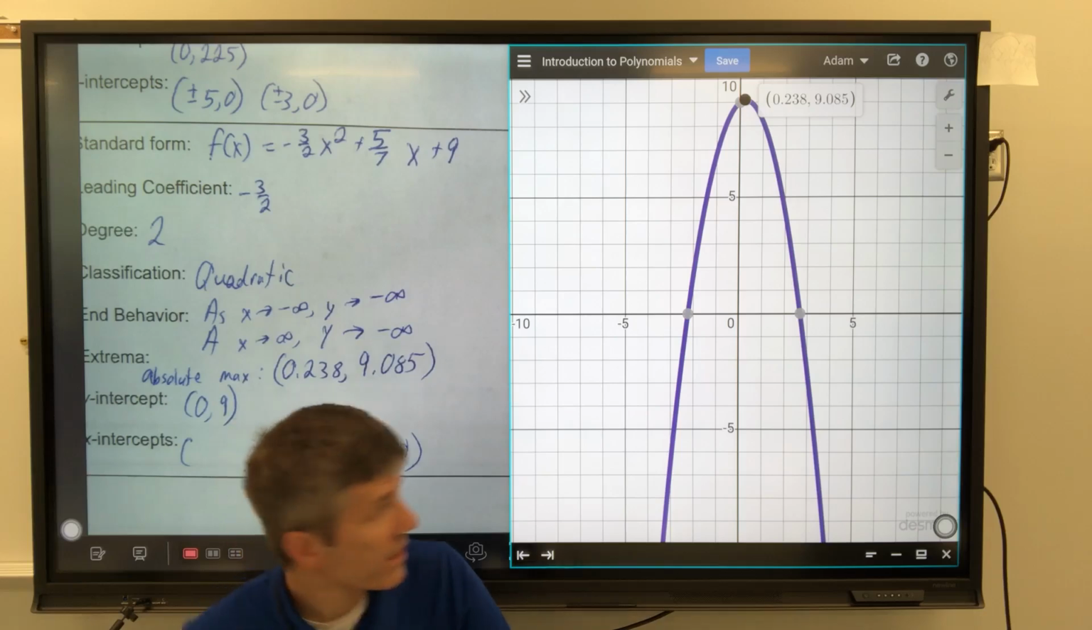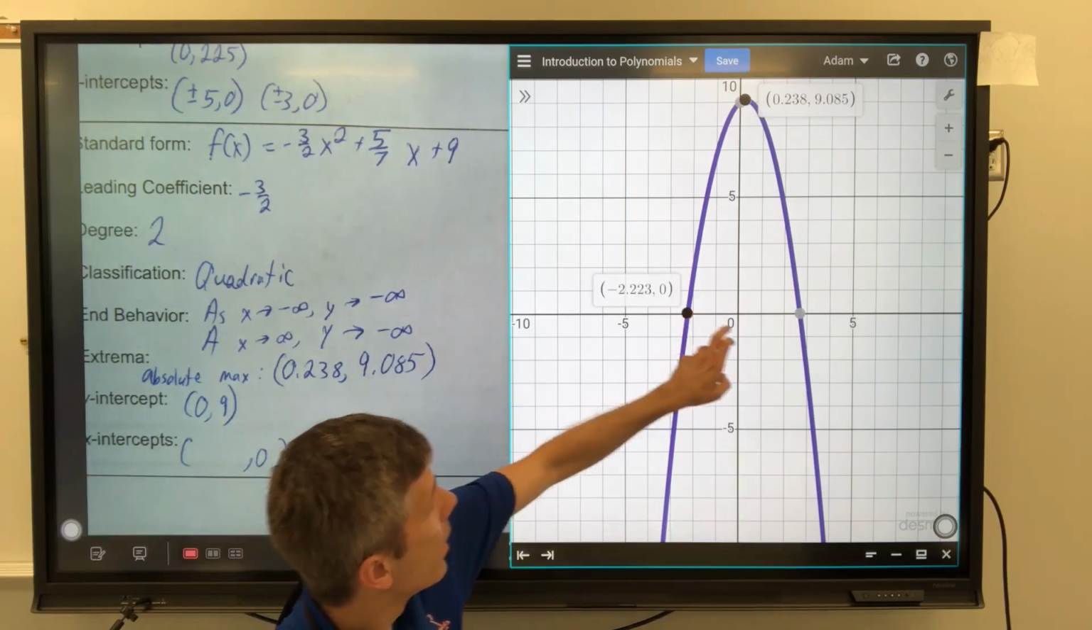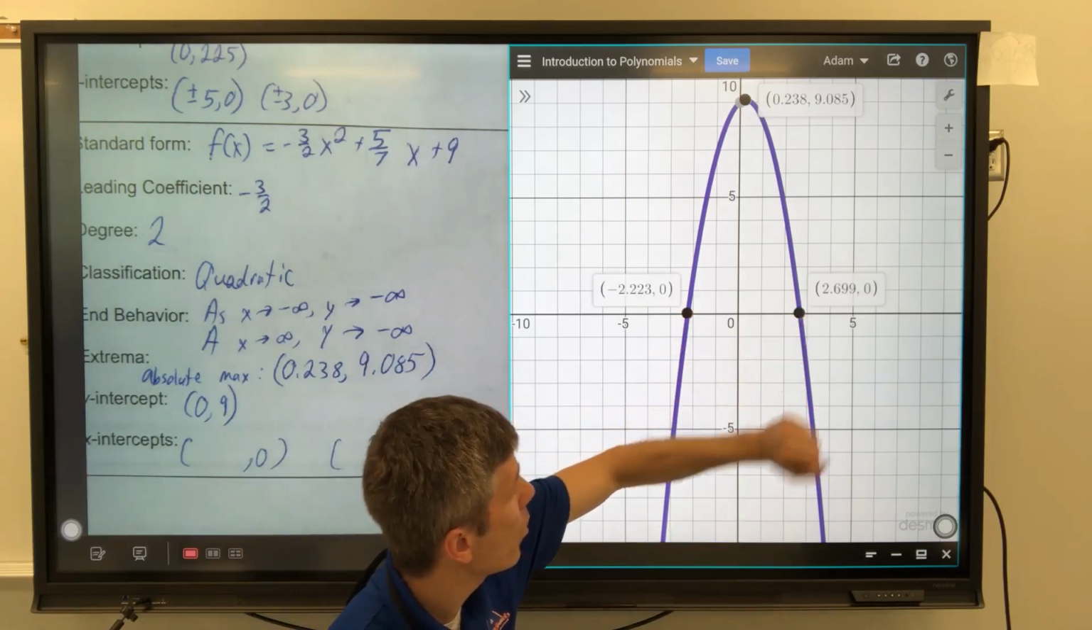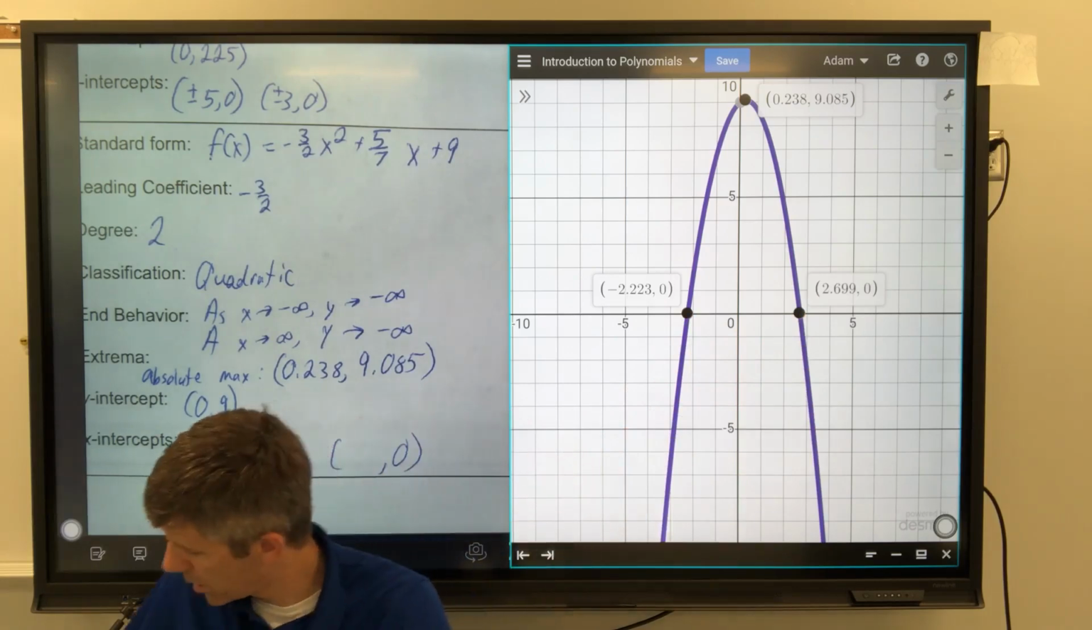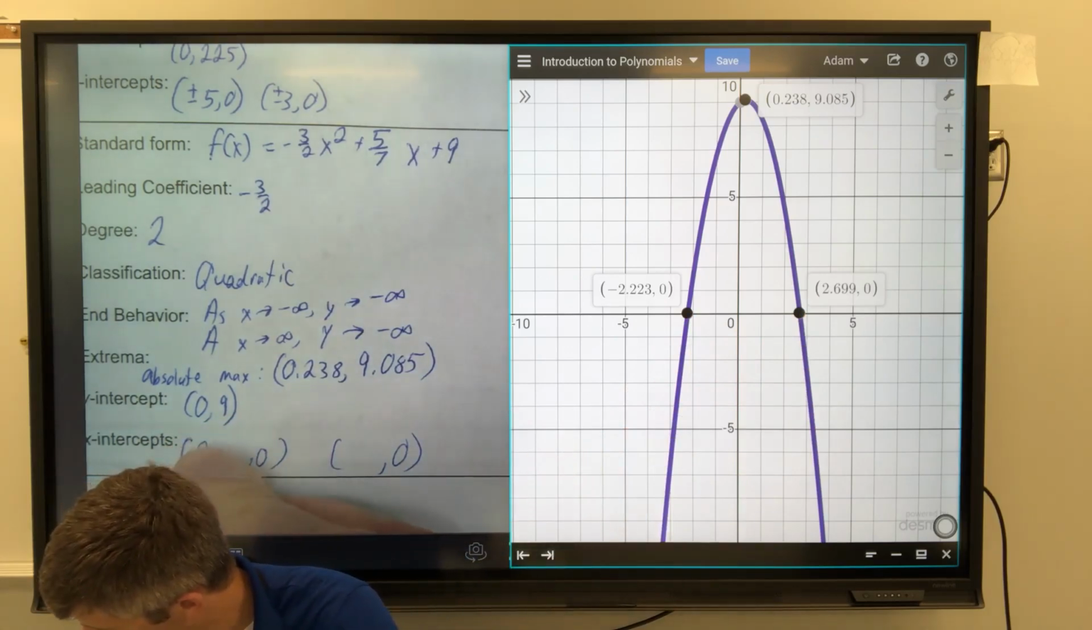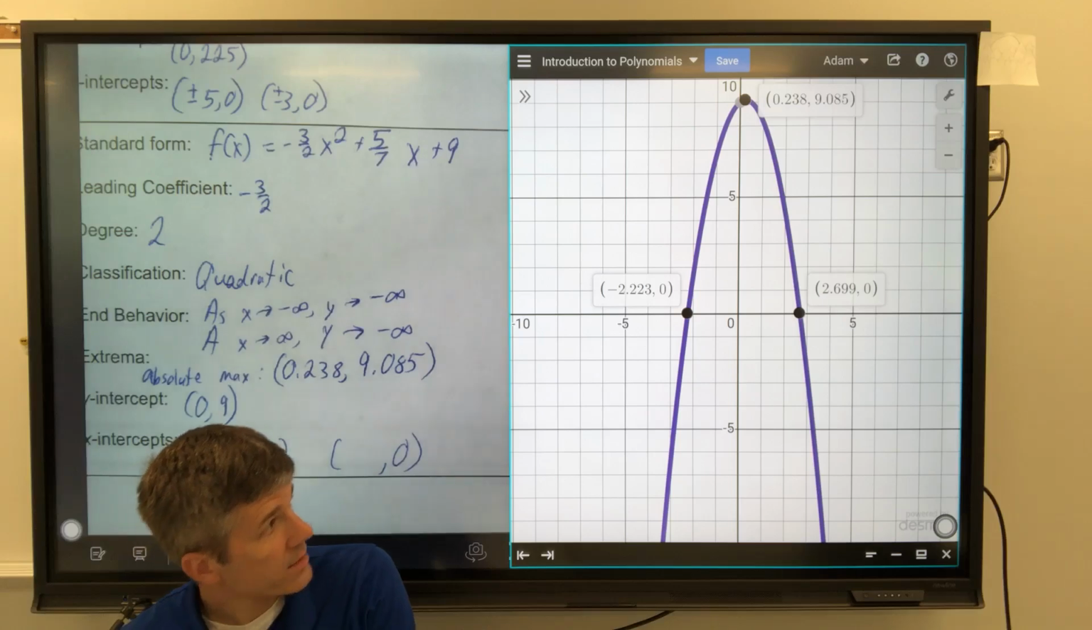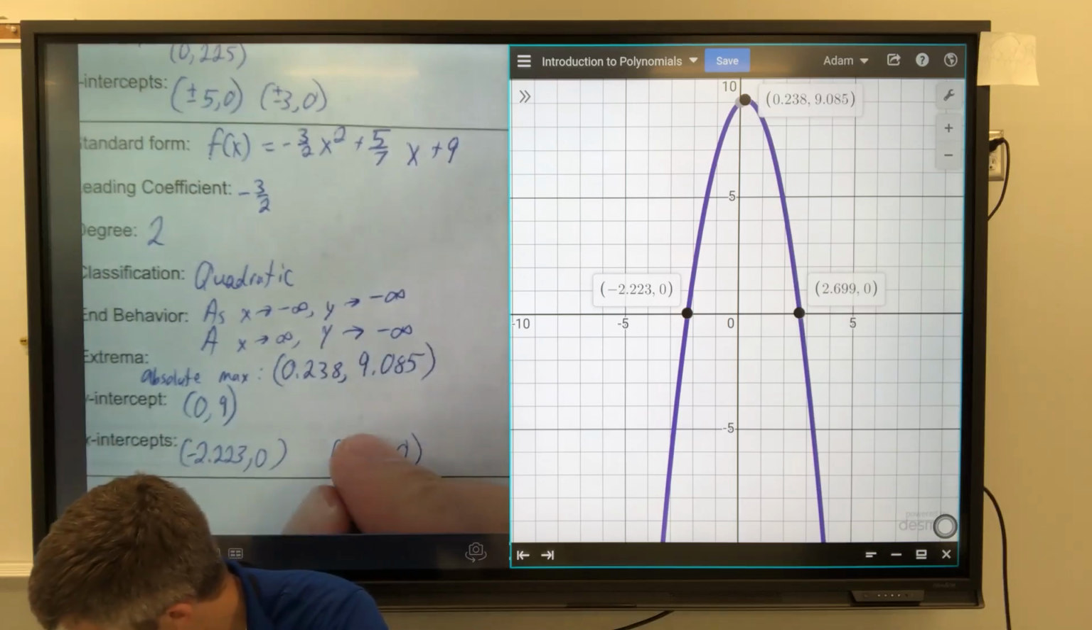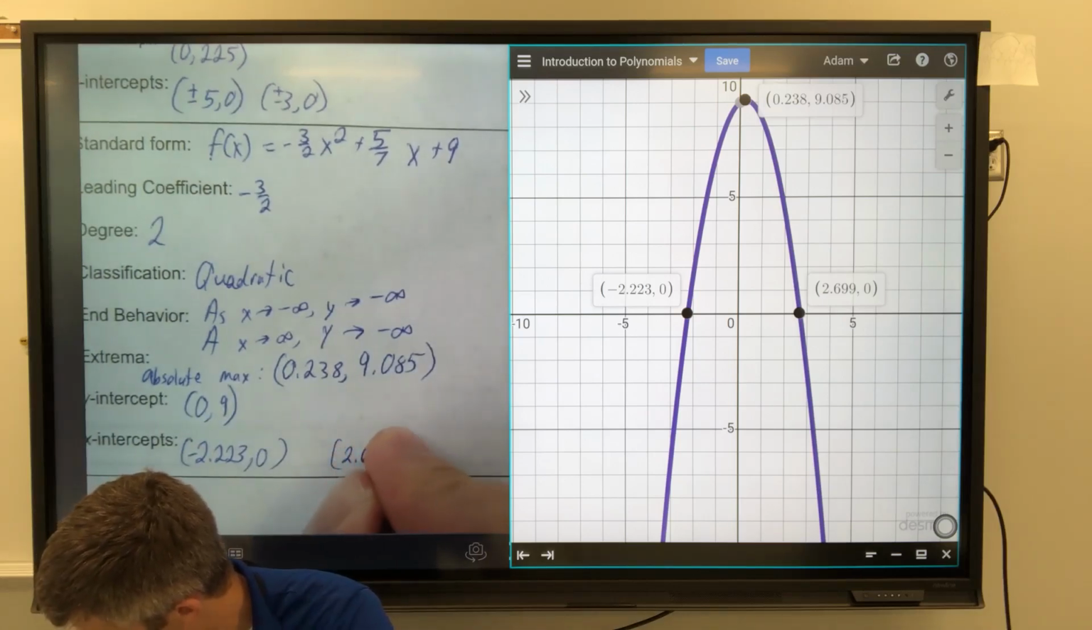Okay, x-intercepts, they're going to be somewhere and somewhere, but they better end in a 0. Somewhere and somewhere. Let's find out where they are. Negative 2.223, right? Negative 2.223, and positive 2.699.